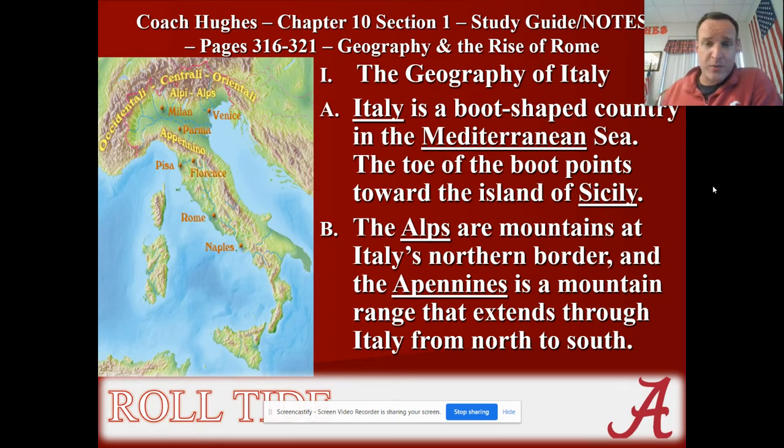So all of these, and we're just on the first slide here, are going to allow the people of Italy, soon to be called the Romans, to develop a little bit slowly, and they're a little bit isolated from the rest of the world, mainly and chiefly because of their geographical features.